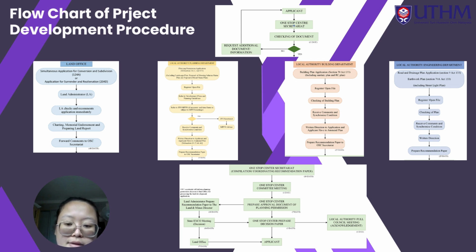In the next step, the engineering department focuses on the infrastructure aspect of the project, including water supply, drainage, road access, and other utilities. Engineers review the plans to ensure that the infrastructure meets the required standard and can support the new development. Once the engineering department is certified, they provide their clearance and the project is moved to the OSC.